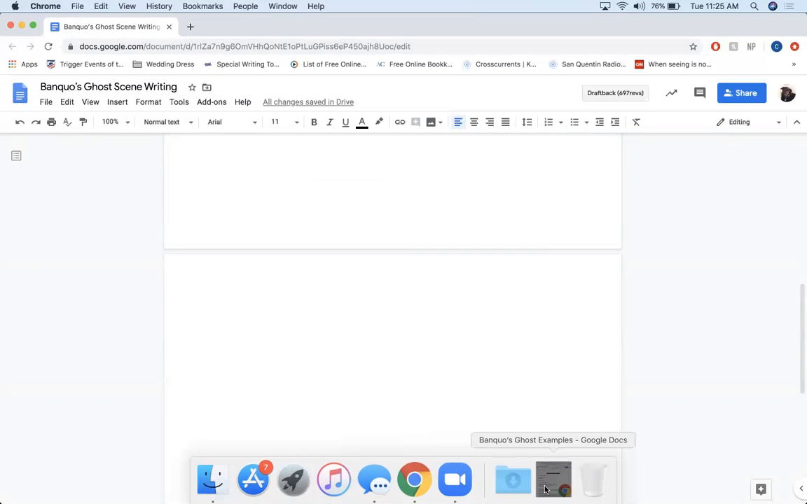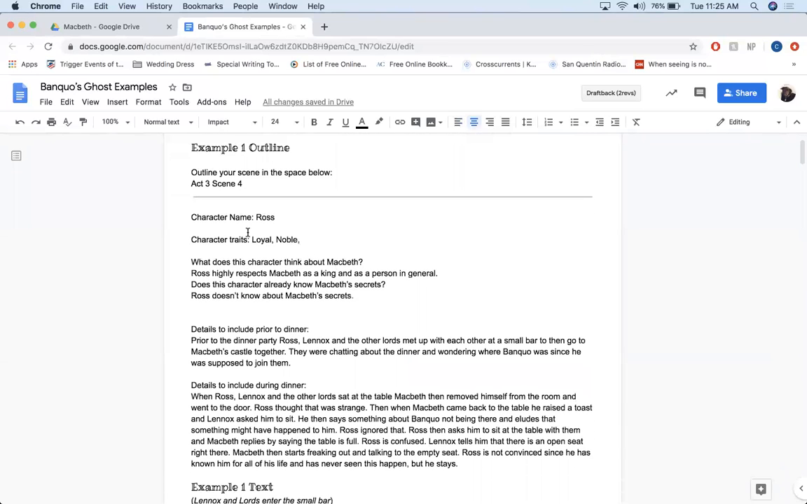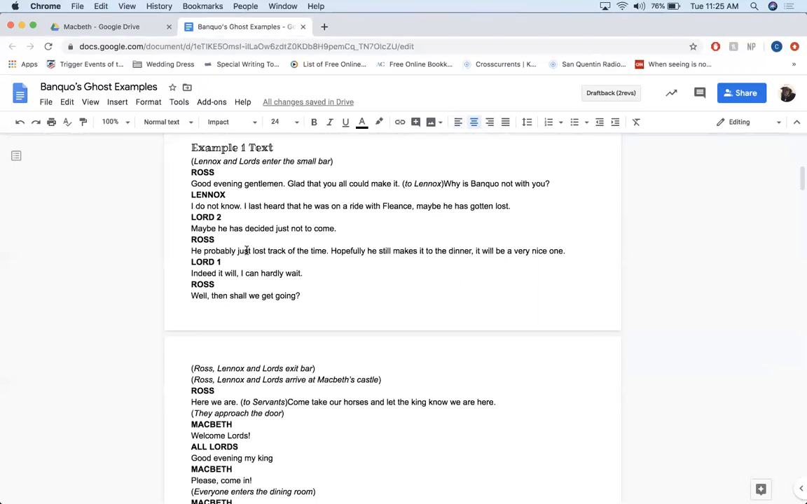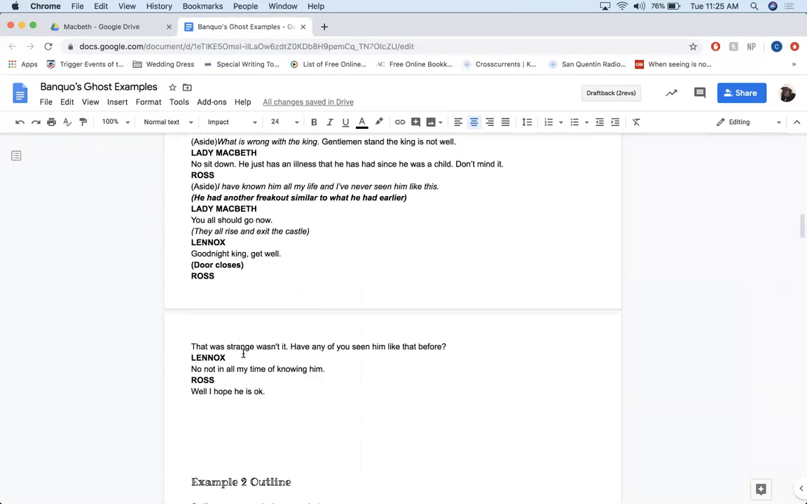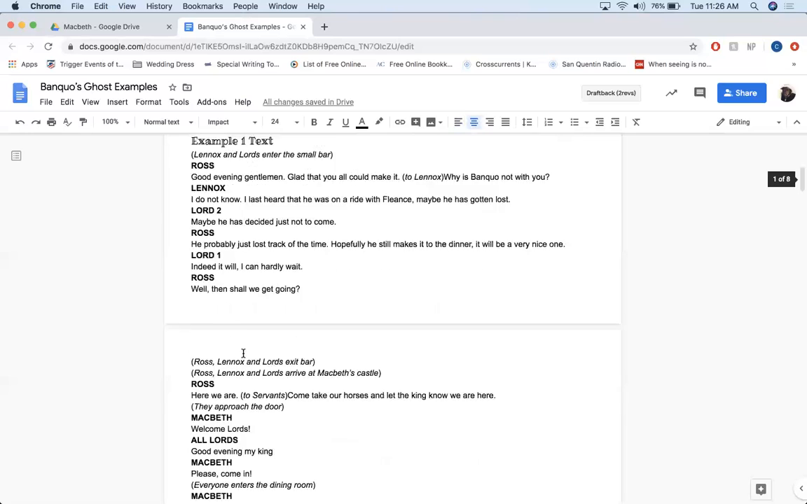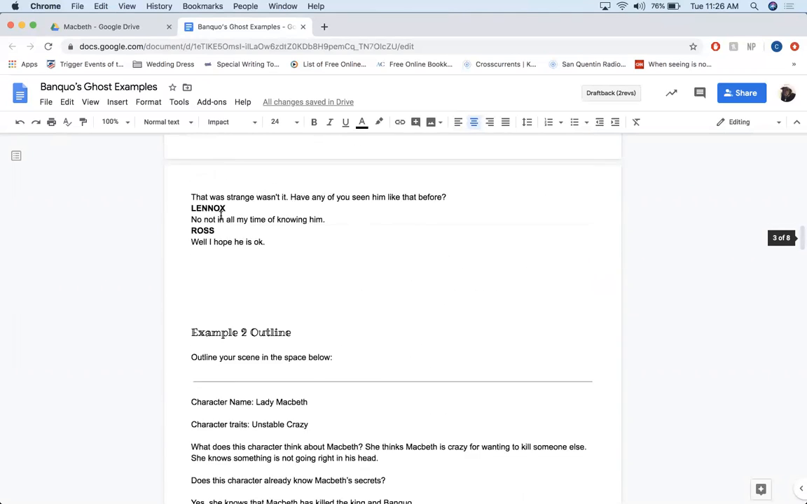Okay? So what I've done is I've brought in some examples from last year. So example 1, this is their outline. They're talking about Ross. They give a couple traits, what Ross knows, and some details prior and during dinner. And this is their text. So it's all conversation between Ross, Lennox, some lords. Macbeth comes in. They're pointing to the empty chair. It's a page and a half. It really is. It's not even that much. But as you can see, the dialogue lines are very short. A page and a half is not a lot of writing here.